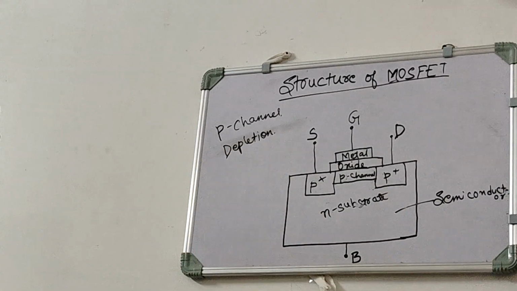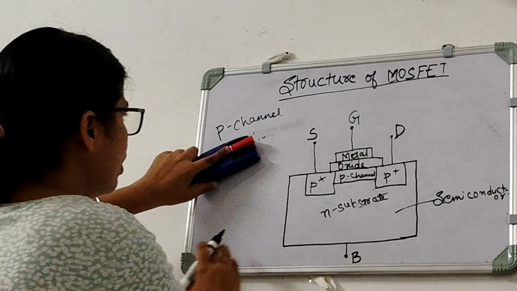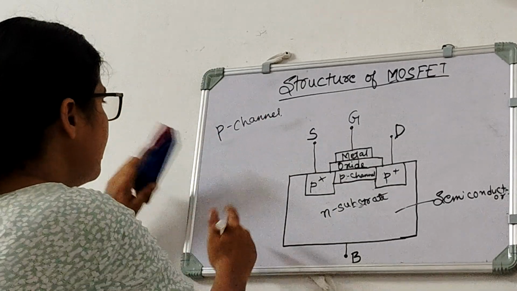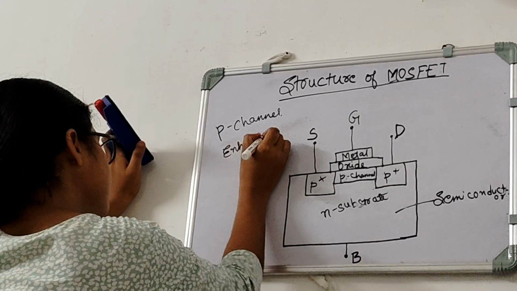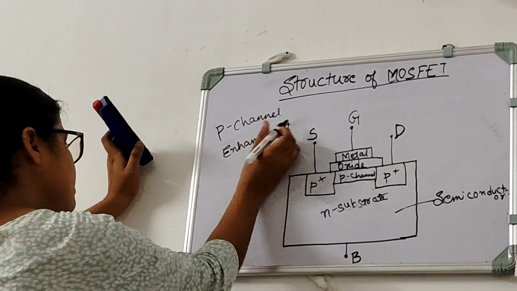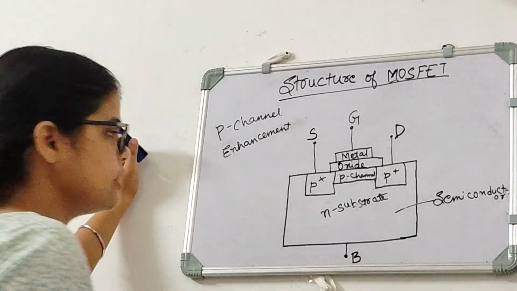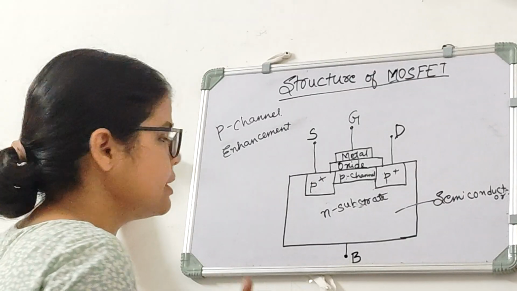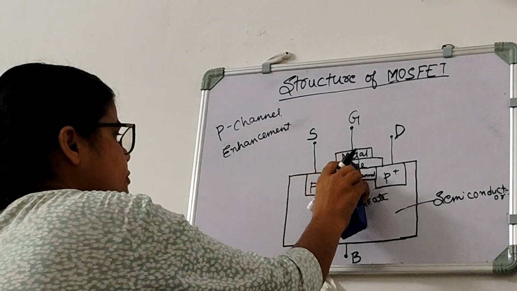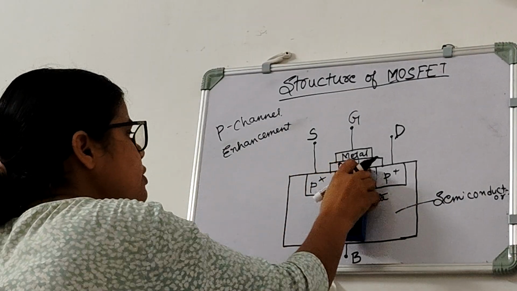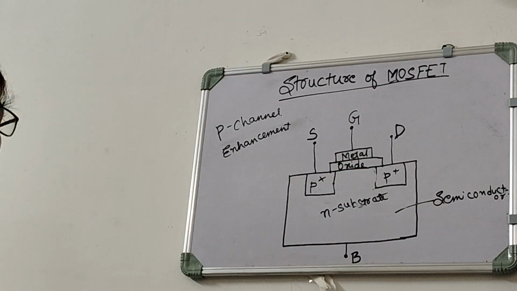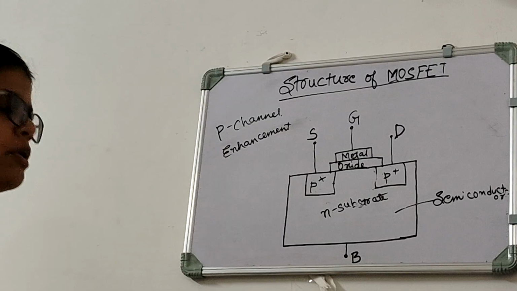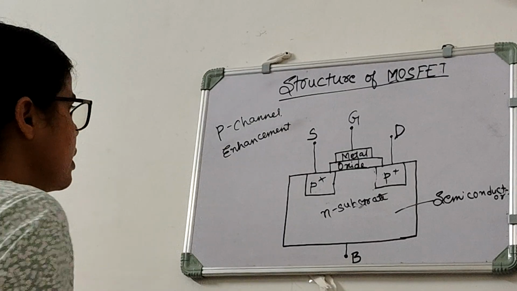And if we draw the structure of P channel enhancement type MOSFET, again we just have to make one small change, that is we will just remove this channel. So this is our P channel enhancement type MOSFET. Okay. So this is the structure.